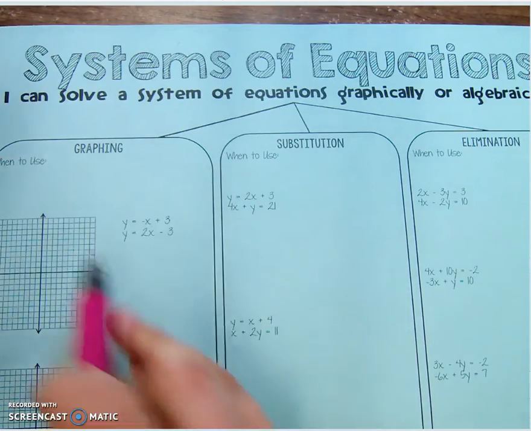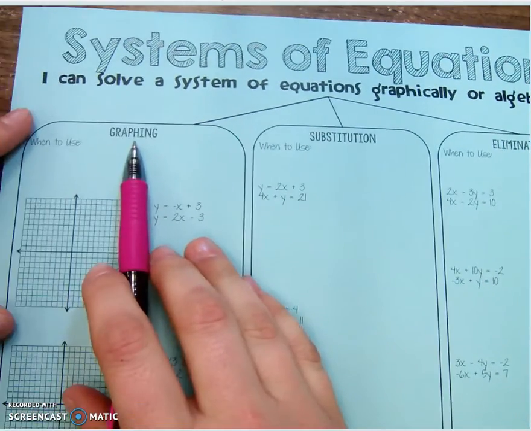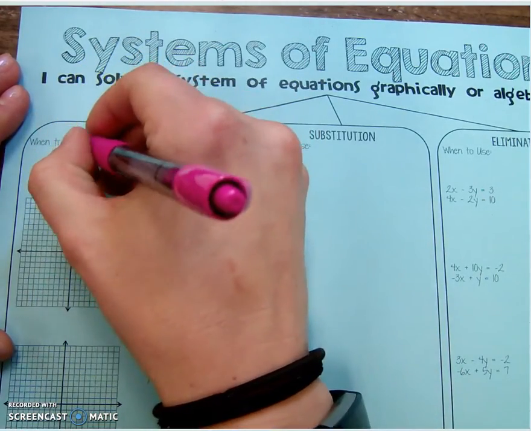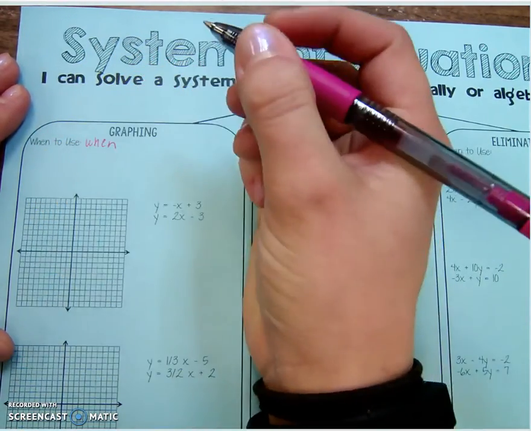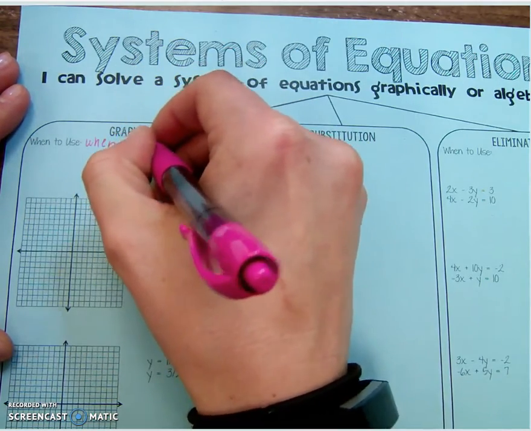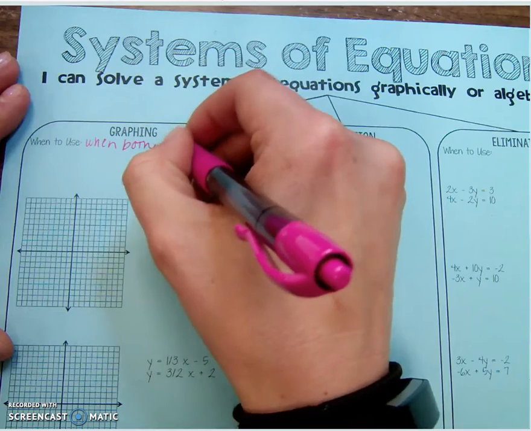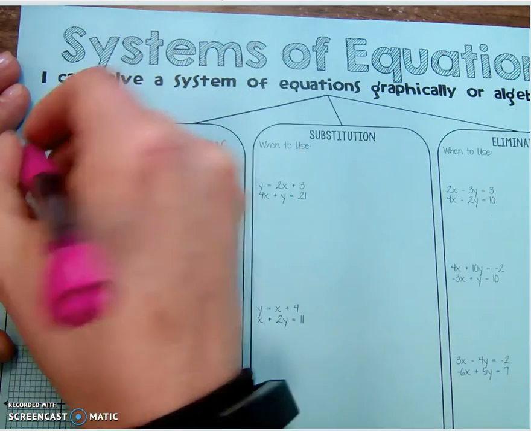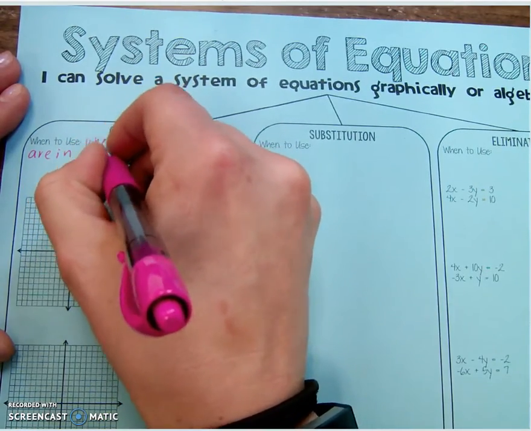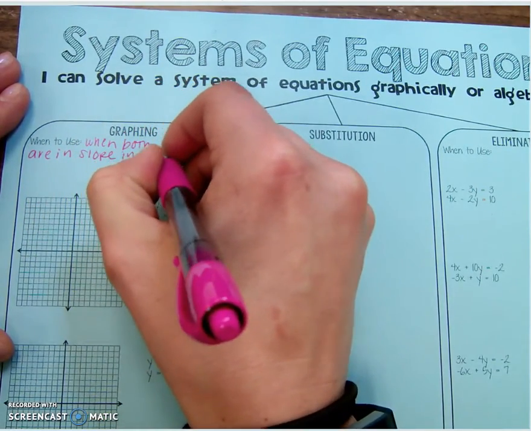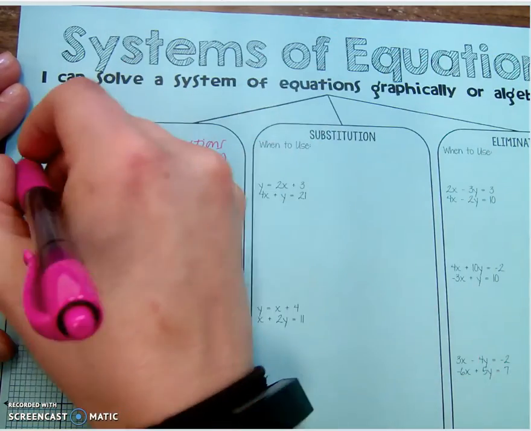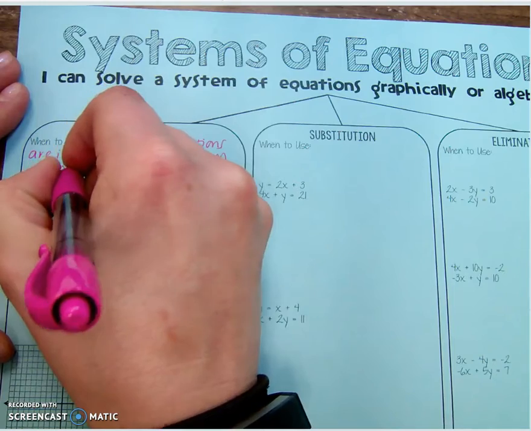It's going to be easiest to graph a system when both equations are in slope-intercept form. That's going to be the easiest. Remember, slope-intercept form is y equals mx plus b.